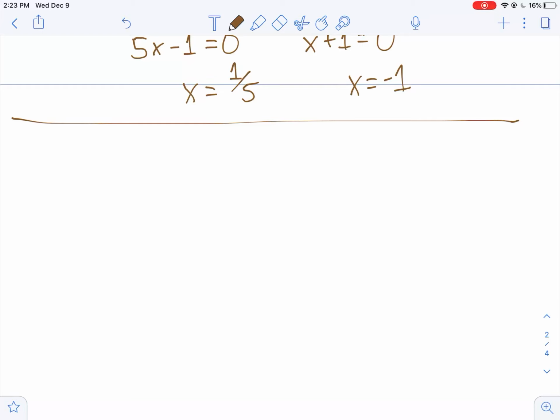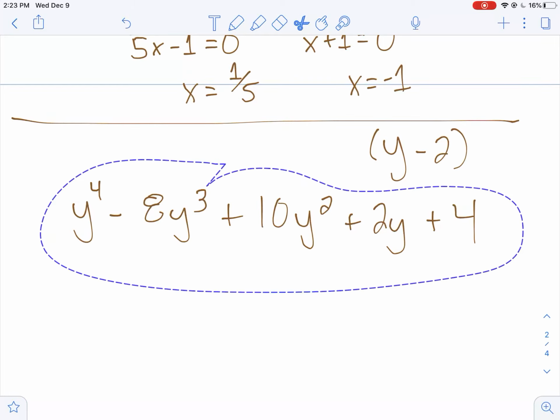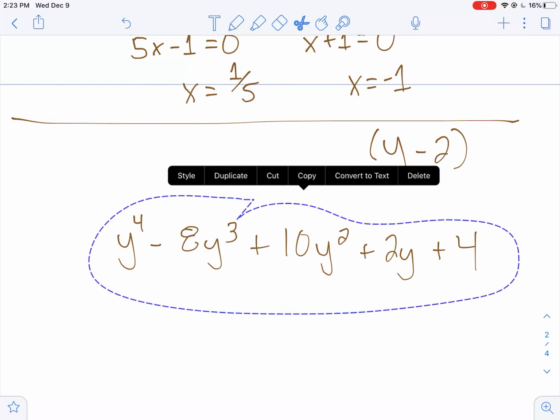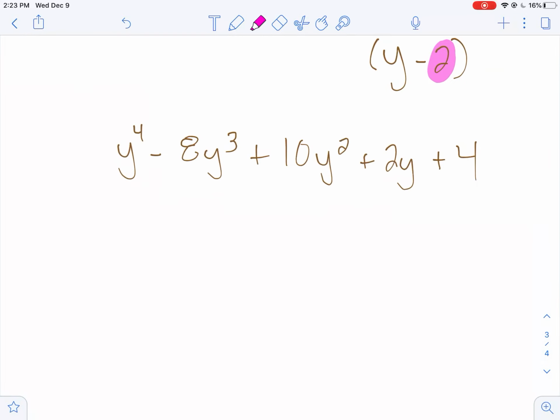So let's try. I got an example right here. We're going to go with y to the fourth, minus 8y to the third, plus 10y squared, plus 2y, plus 4. And what we're trying to see is if we could factor out y minus 2. Now remember, when we're talking about roots, we're talking about it being in intercept form. It's always a variable minus something. So the root we would be trying here would be 2.